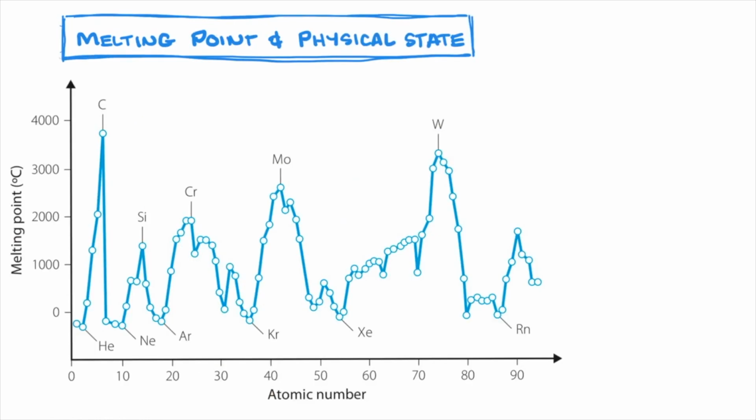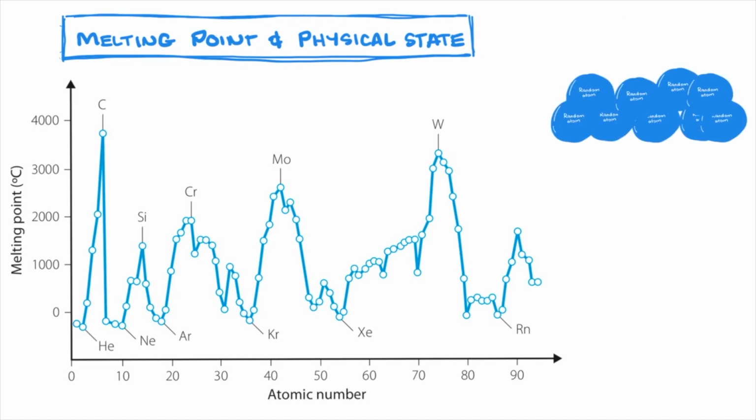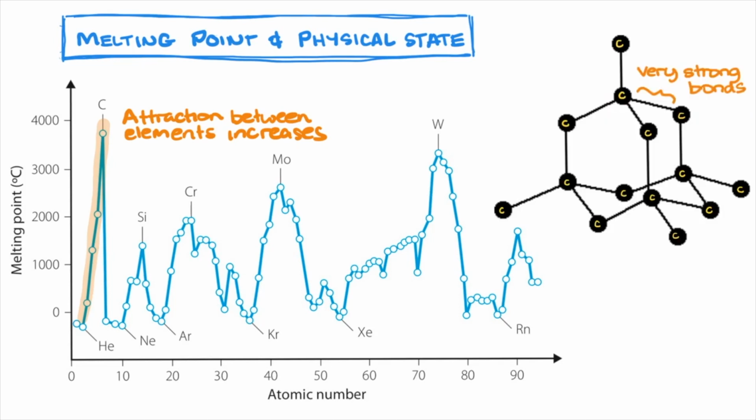Melting point refers to the amount of energy required to change any substance from a solid to a liquid. The attraction increases between these elements or compounds as you move across a period until group 14. Then it decreases. For example, covalent network substances such as diamond and silicon have very strong bonds holding their elements together, so naturally, huge amounts of energy or heat would be needed to weaken these attractions.